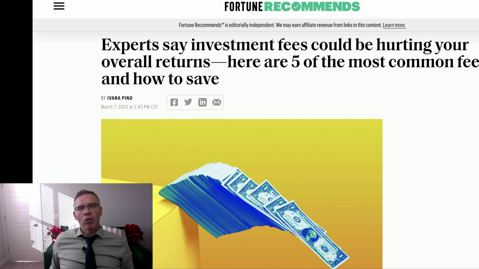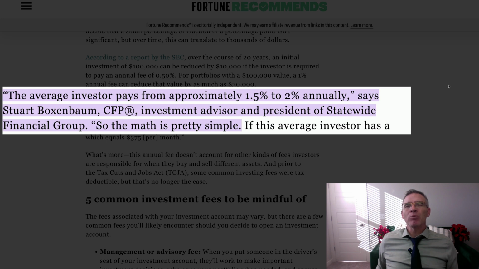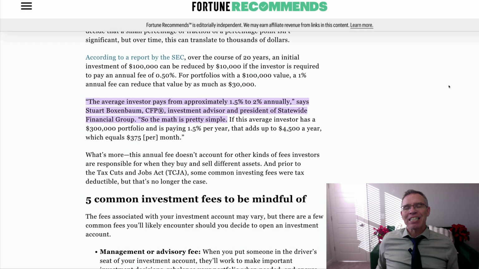Now, some of you may be thinking 1.5% sounds very excessive and not very realistic. However, in this article over at Fortune.com, when we scroll down, we see here that at least according to one of the consultants that they spoke to, the average investor pays from approximately 1.5% to 2% annually.